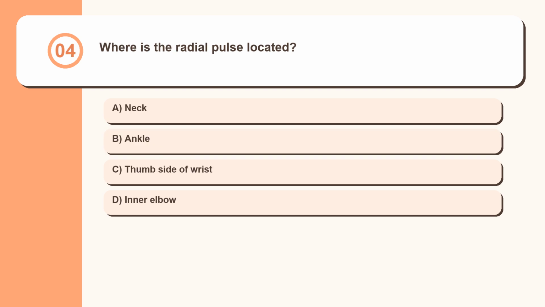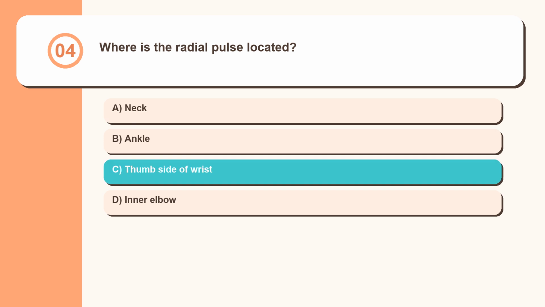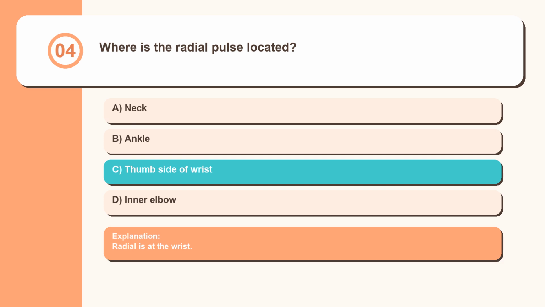Question 4. Where is the radial pulse located? Neck, ankle, thumb side of wrist, inner elbow. Radial is at the wrist.